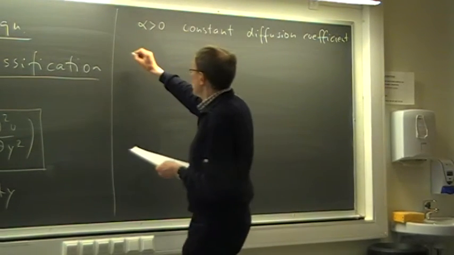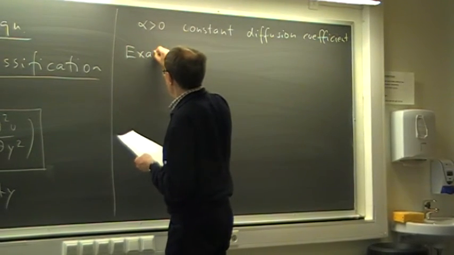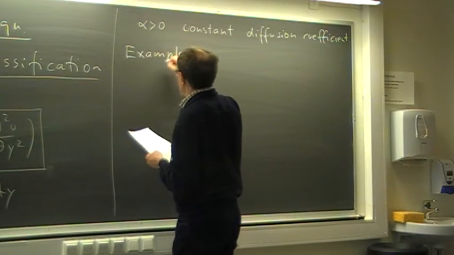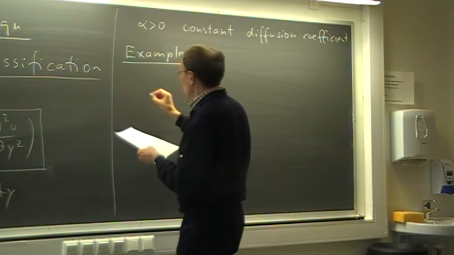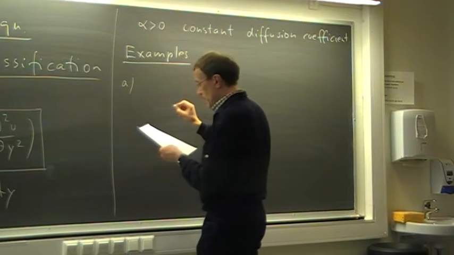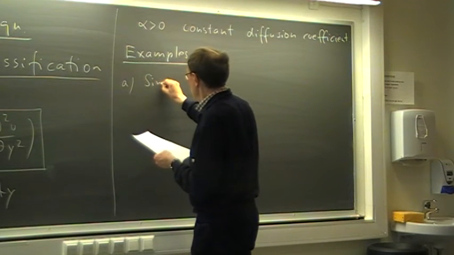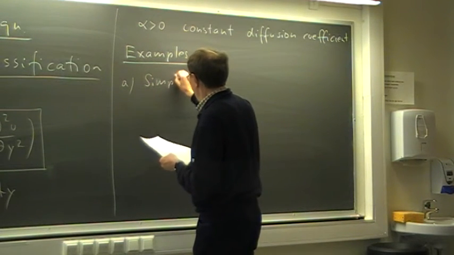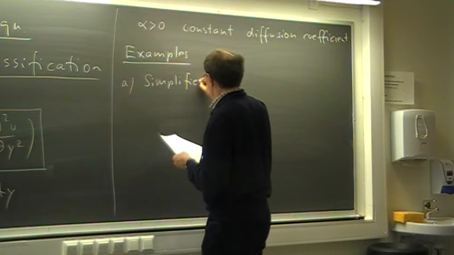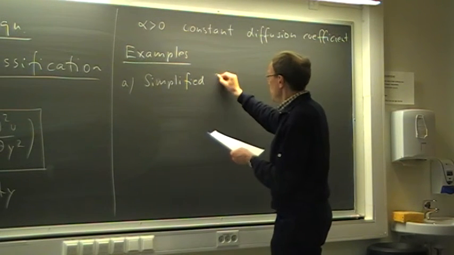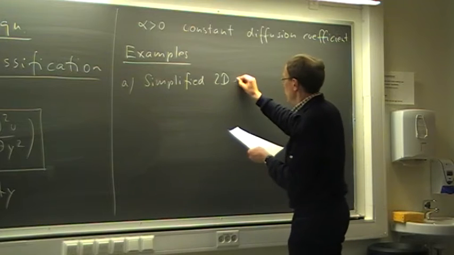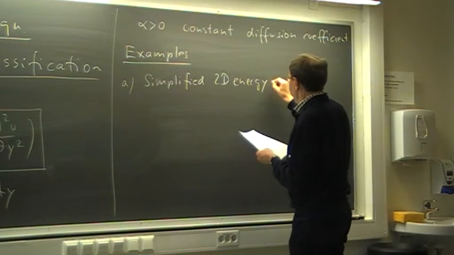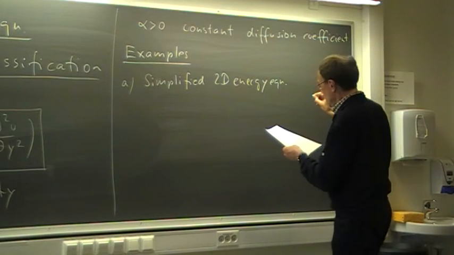Now, to give it physical contents, we look at a few examples. The first example is the simplified (2D) energy equation for incompressible flow.